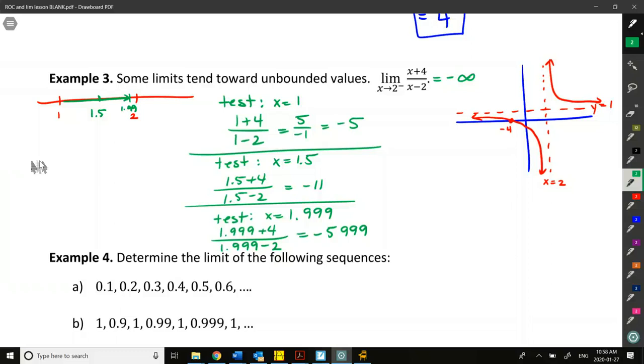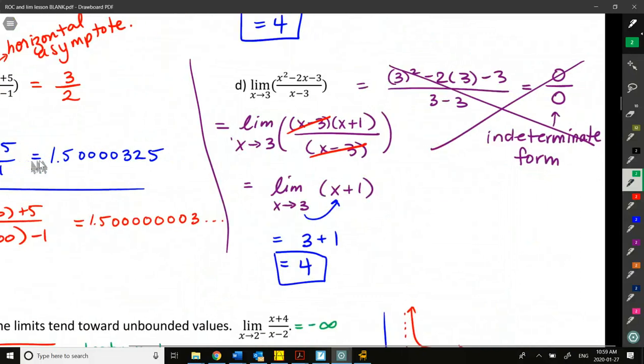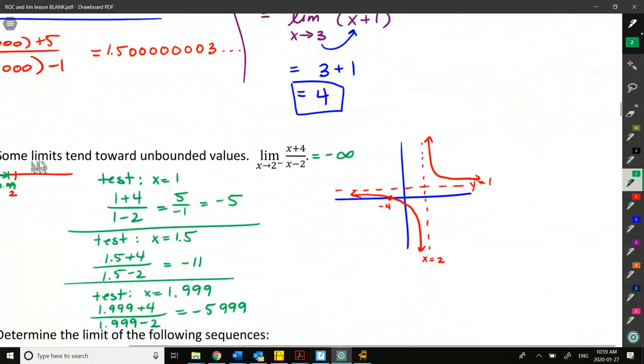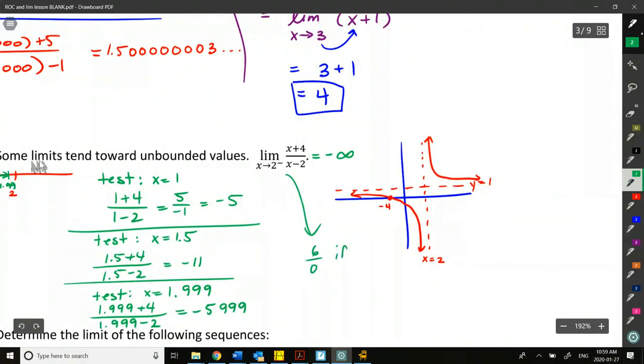Okay, I will always know I'm approaching a vertical asymptote if I sub in and I get number over 0. If I get 0 over 0, like over here, indeterminate form, it just means I'm approaching an undefined point. Number over 0, like if I subbed in, we get 6 over 0, that means I'm actually approaching a vertical asymptote.